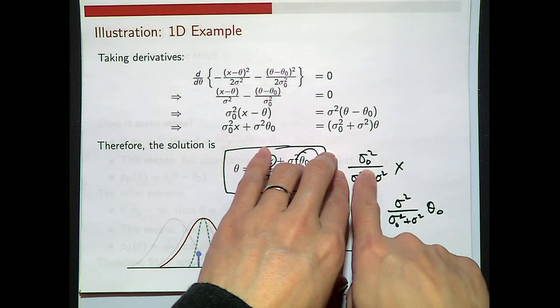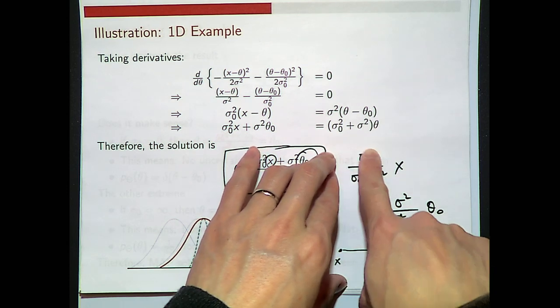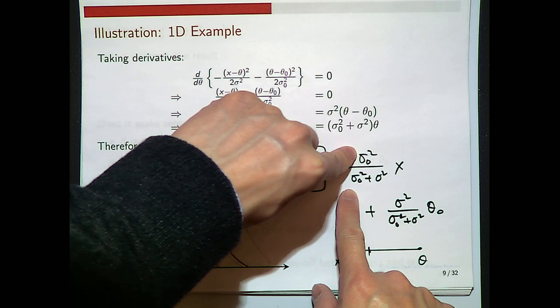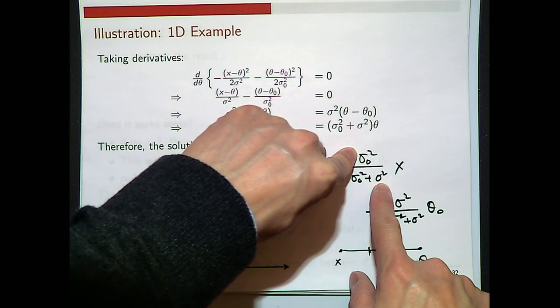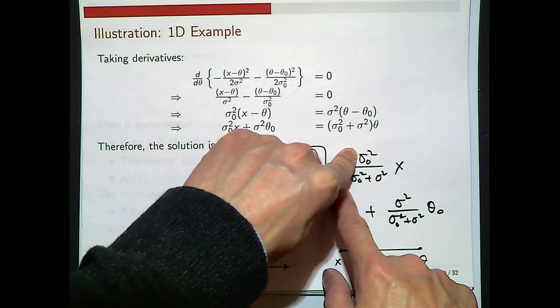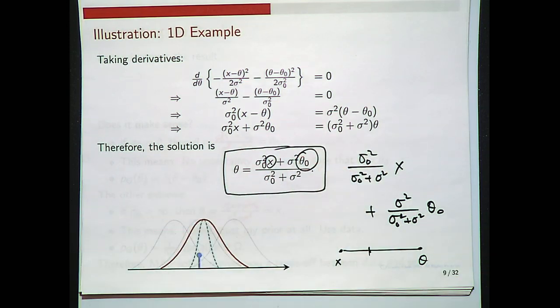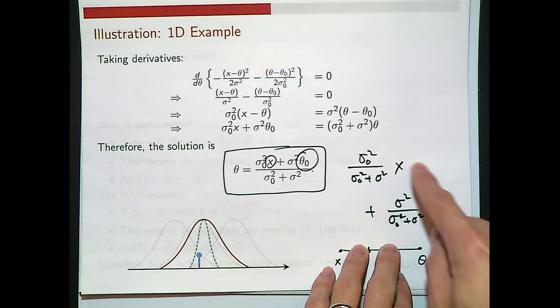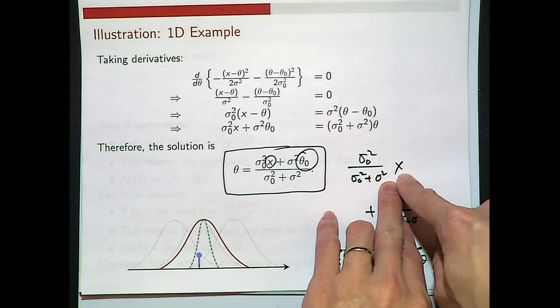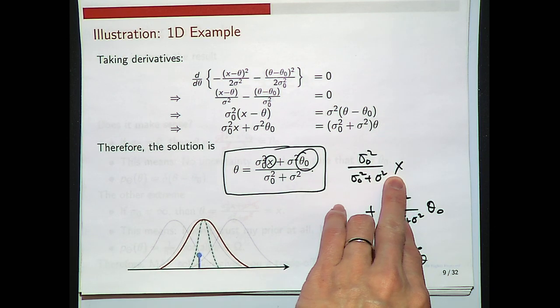Then you can see that this term will be big, right? Because if sigma 0 is big, then the influence of sigma is small relative to sigma 0. So this term will be closer to 1. And that makes sense because this will be big, that will be small, so you will rely on x. x is your measurement. If you are not too certain about your prior, use the measurement.